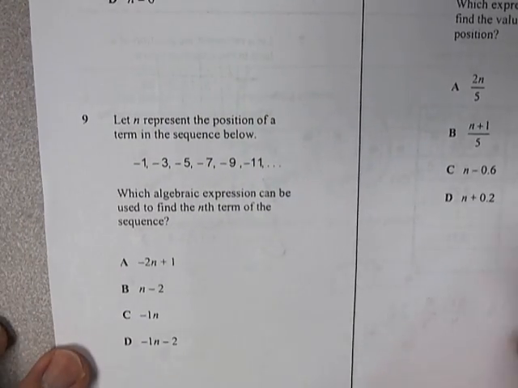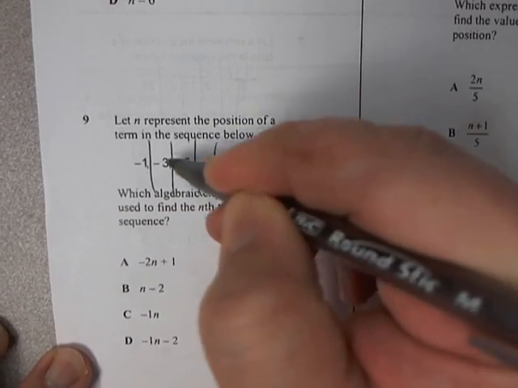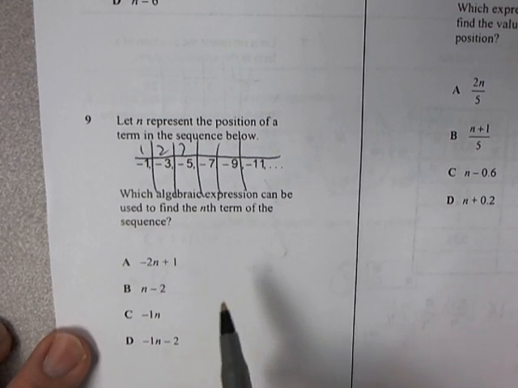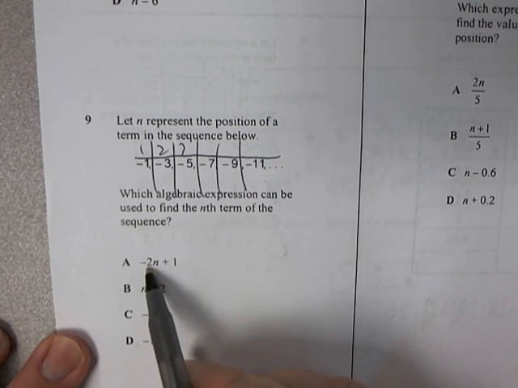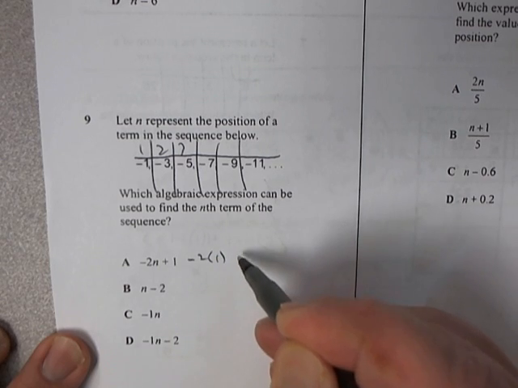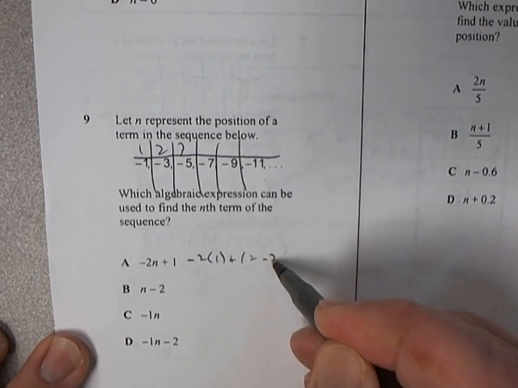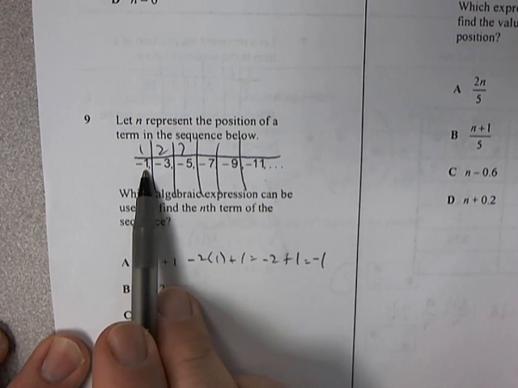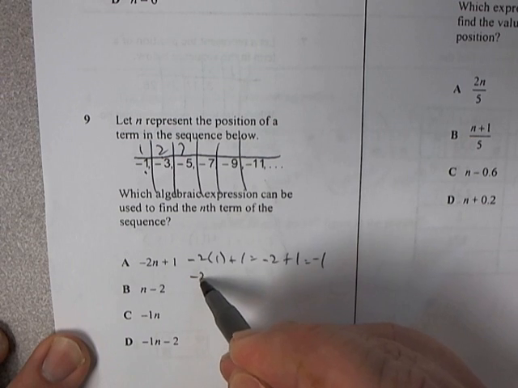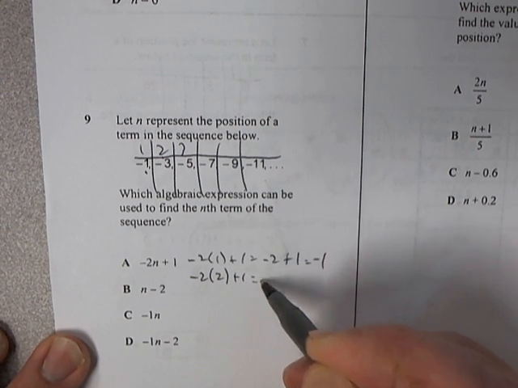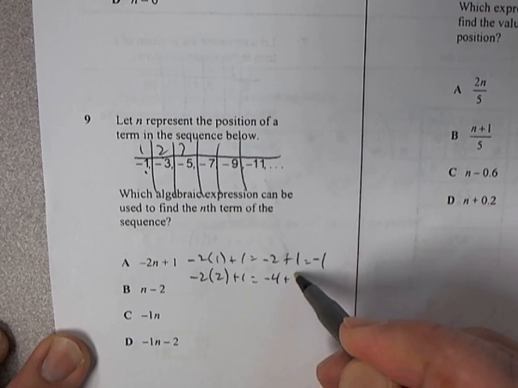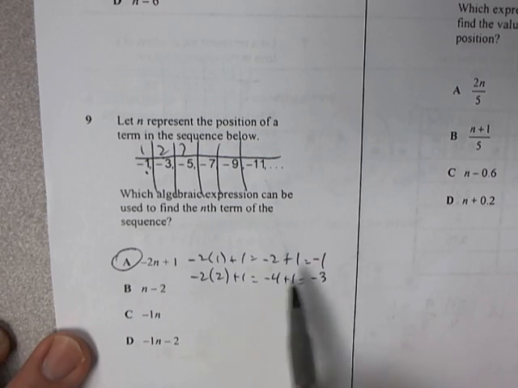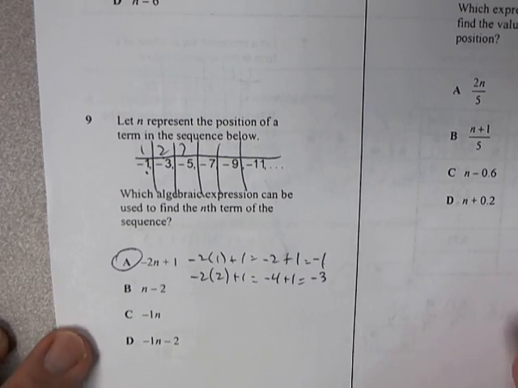Number 9, create a table. 1, 2, 3. Let's plug in position numbers into the rule. Plug in position 1, -2 times 1 plus 1 equals -2 plus 1, which equals -1. That's what we're looking for in position 1. Let's plug in position 2. -2 times 2 plus 1 equals -4 plus 1, which is -3. Okay, so the correct answer is A, because those are the term values that we're looking for in the first two positions.